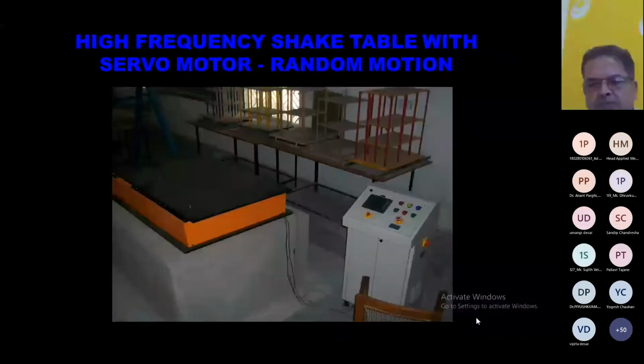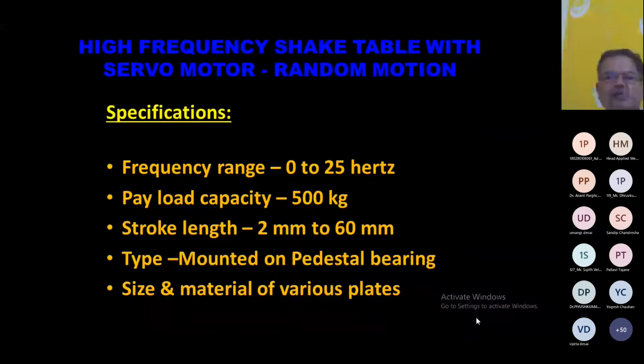Yes, sir. Okay. So this is the high frequency shake table with a servo motor, and it can impart random motion, right? The frequency range is 0 to, not 25, it's 15 hertz. Payload capacity is 500 kg, but the payload capacity we designed for 500, but actual capacity we tested up to 1000 kg also, right? The stroke length, the displacement, is 2 mm to 60 mm, and it is mounted on a pedestal, right? So this is about the shake table on which we have performed the experiments.